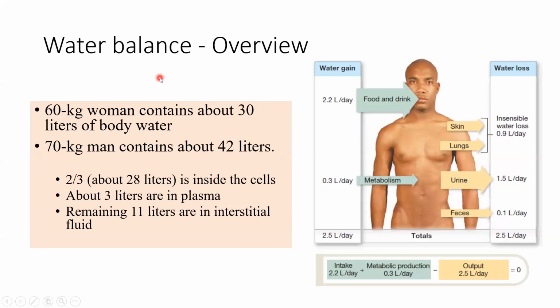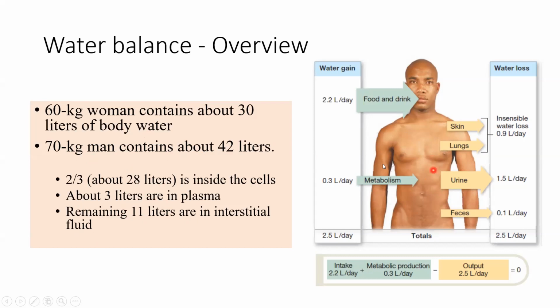Our focus is now on water primarily through most of this lecture, and here we see that the standard is to take the 60 kg woman and the 70 kg man. This is tradition, convention rather, in medicine. So a 60 kg woman holds about 30 liters of body water, and a 70 kg man about 42 liters, and roughly most of this water is inside the cells, about 3 liters in plasma. Remaining 11 is interstitium. Again, this is information that you should already know from those first lectures.